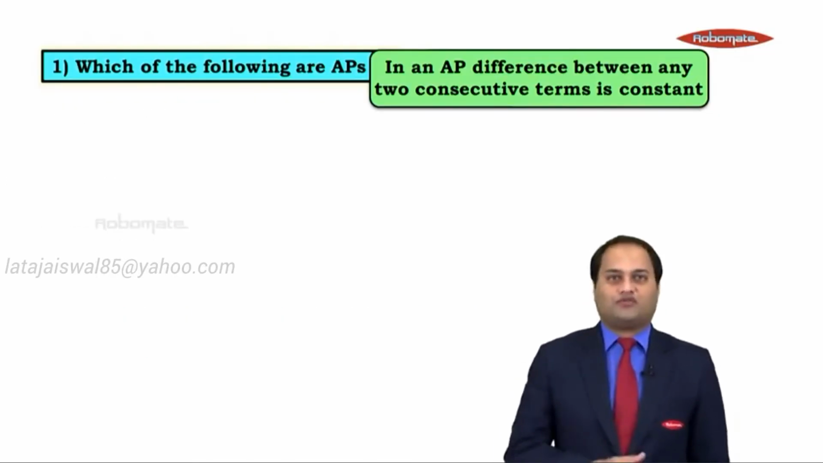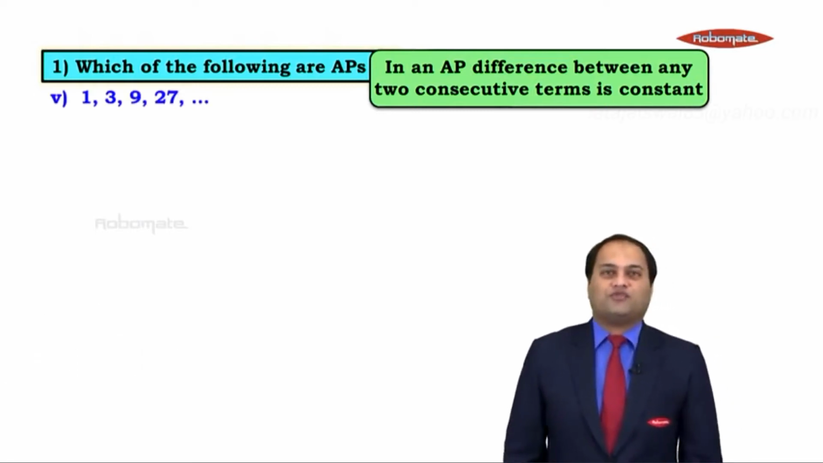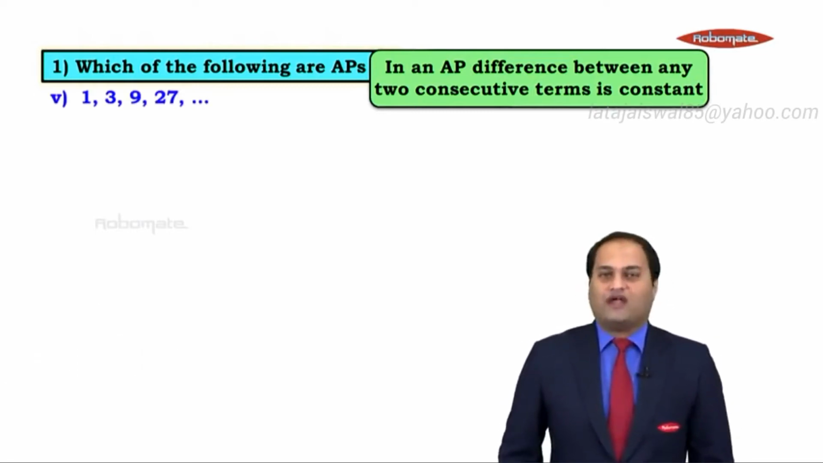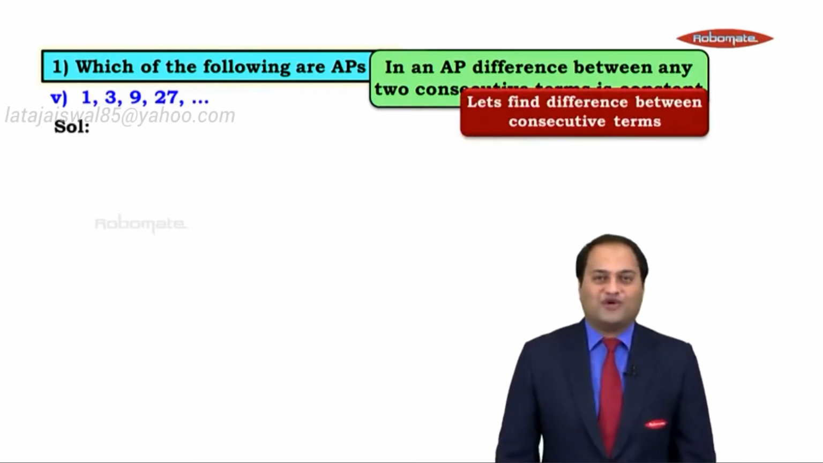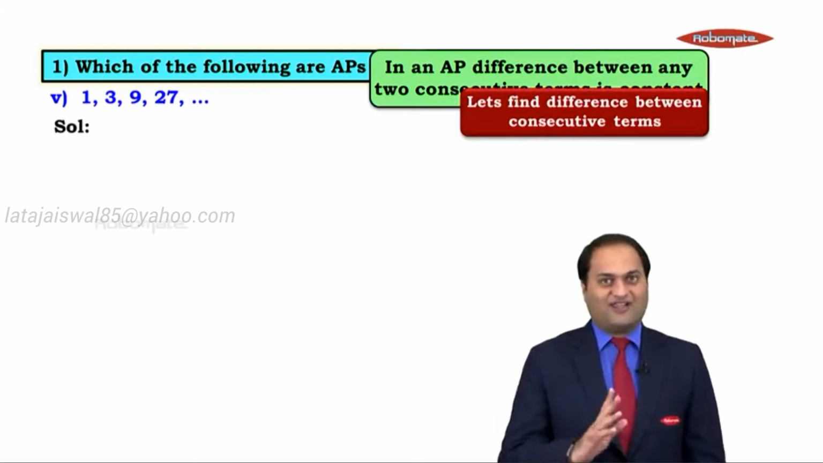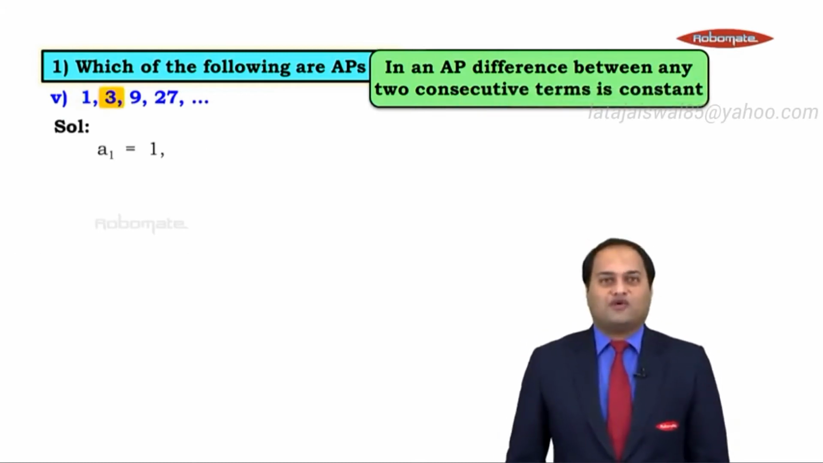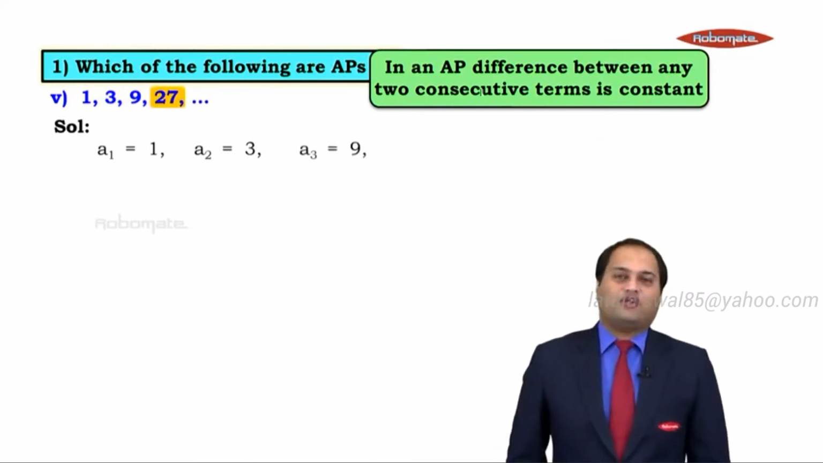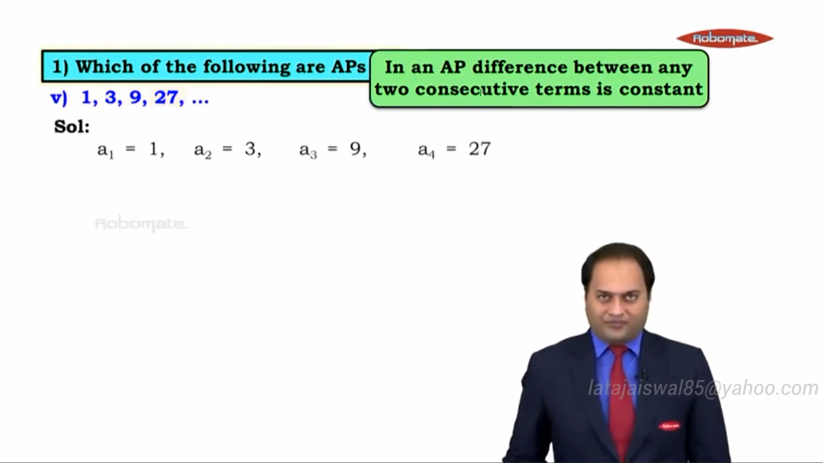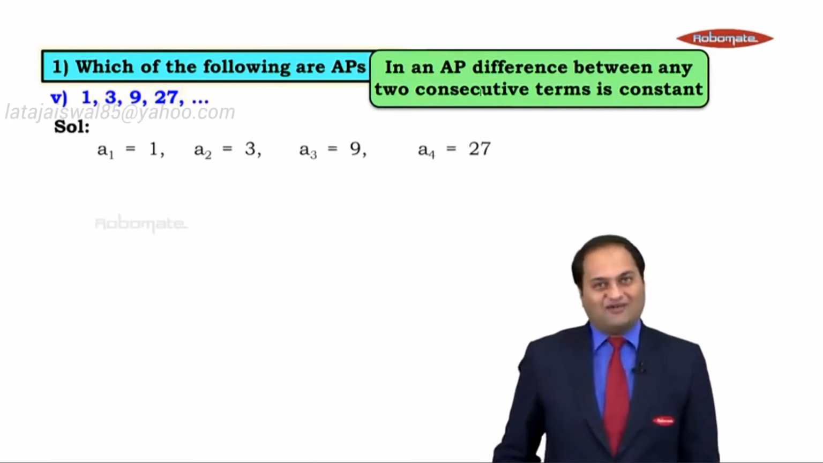Sum number 1, which of the following is an AP? We know what's an AP. Let us start. Sum number 5 is 1, 3, 9 and 27. What do we do? We find the difference between the two consecutive terms. But before that, the denotation. A1 is equal to 1, A2 is equal to 3, A3 is equal to 9 and A4 is equal to 27. Right? Now let's find the difference between the two consecutive terms.